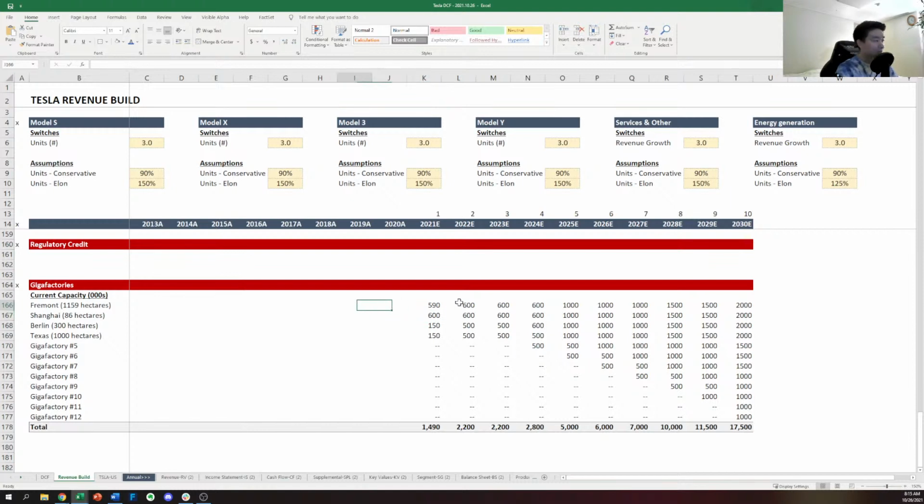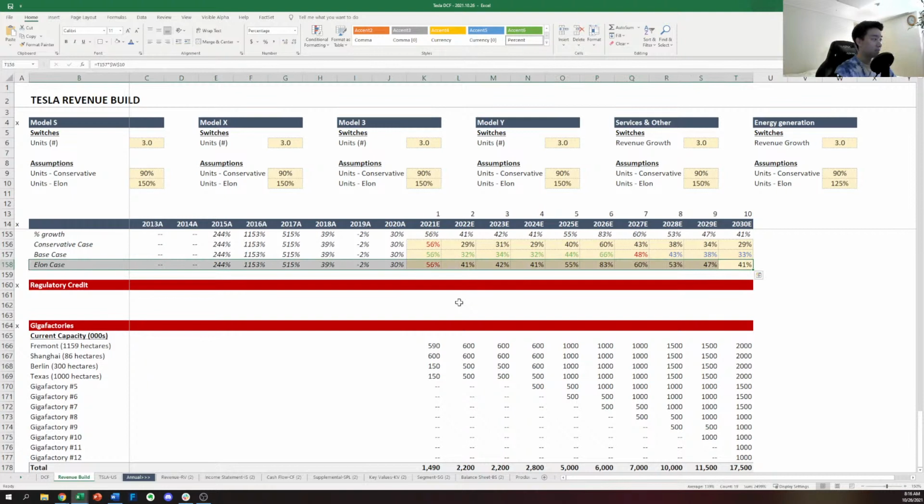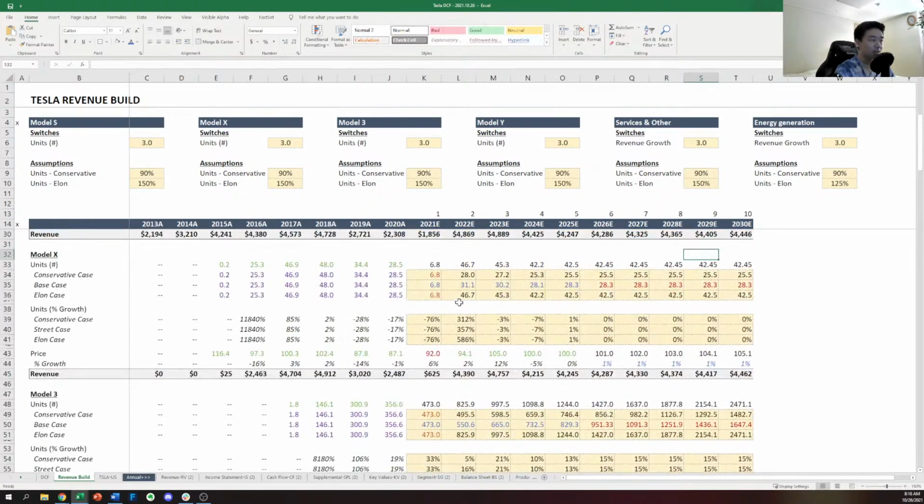Let's start with the highest level. Elon wants to deliver 20 million cars by the year 2030. That's his goal, and no one really thinks it's possible, but we're going to pretend like it is. That's going to be the Elon case, the optimistic case. Before, we looked at the street estimates and created an Elon case based off the street, but I realized the street estimates are still way too conservative.